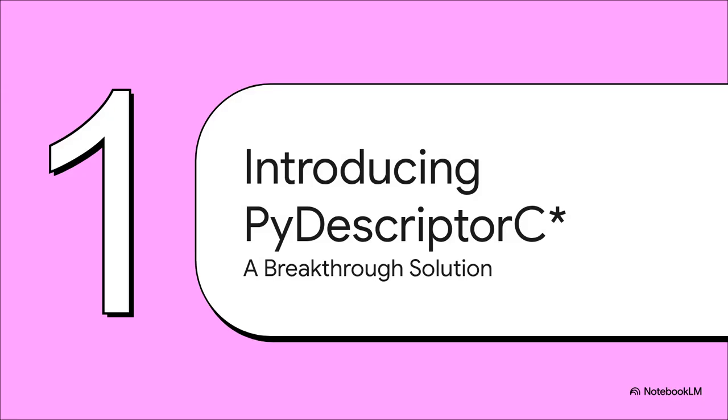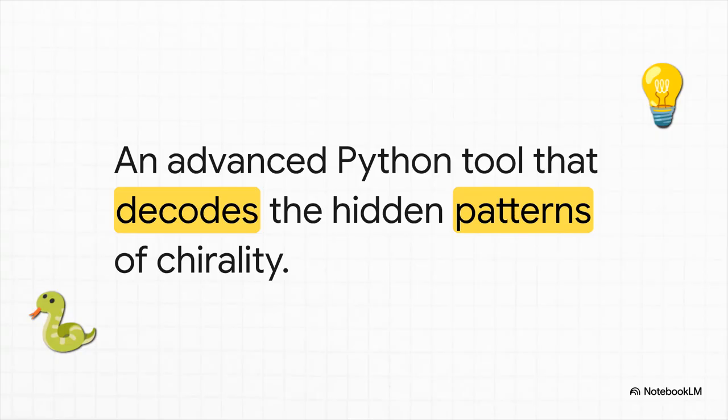So it's time to introduce the hero of our story, PyDescriptorC. This is a breakthrough tool developed by Mawson and his team, and it's designed to do one thing: solve the problem of chirality cliffs by finally letting us see these 3D differences. So what is it really? At its heart, PyDescriptorC is a powerful Python script that plugs right into the popular 3D viewing software PyMOL. And its main job is to analyze a molecule's shape and translate all that complex 3D info into cold, hard numbers, data that a computer can actually understand and learn from.